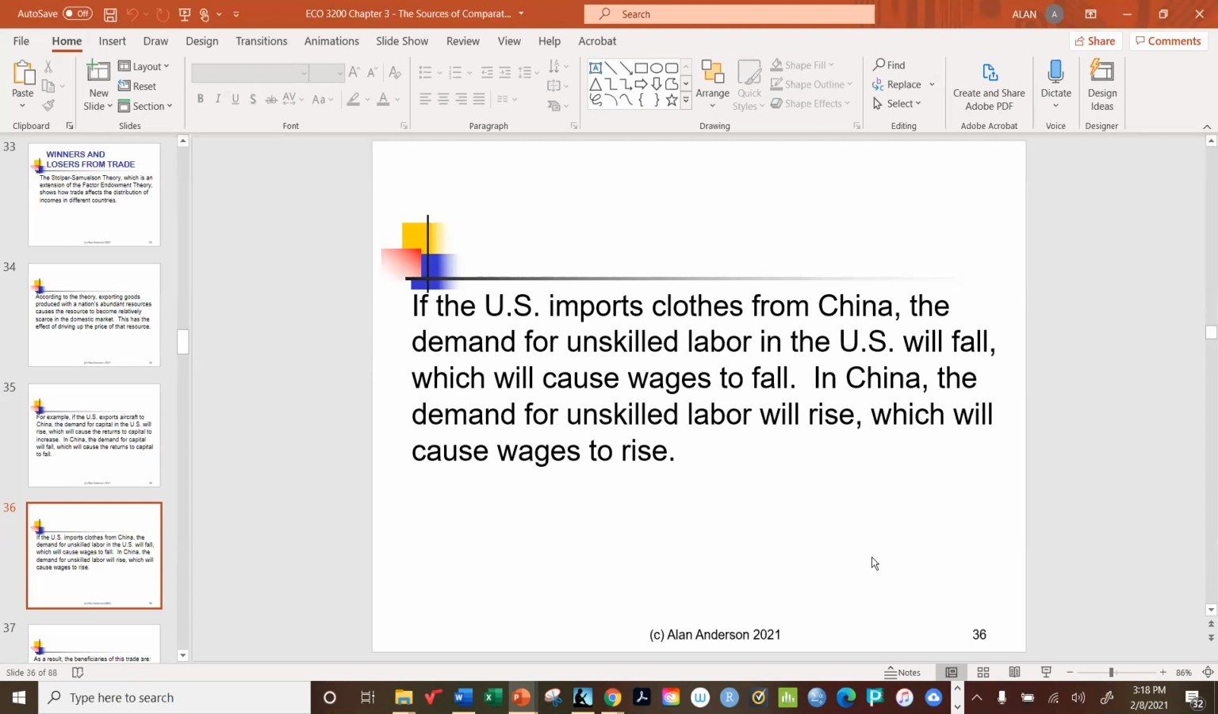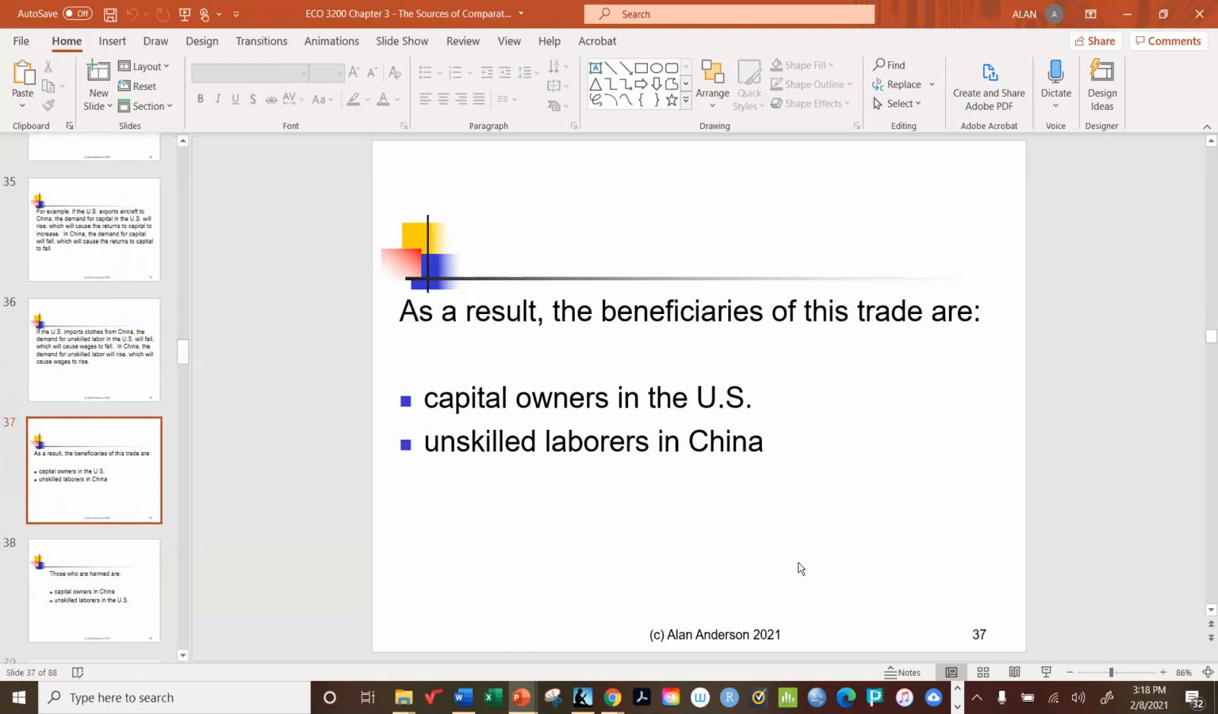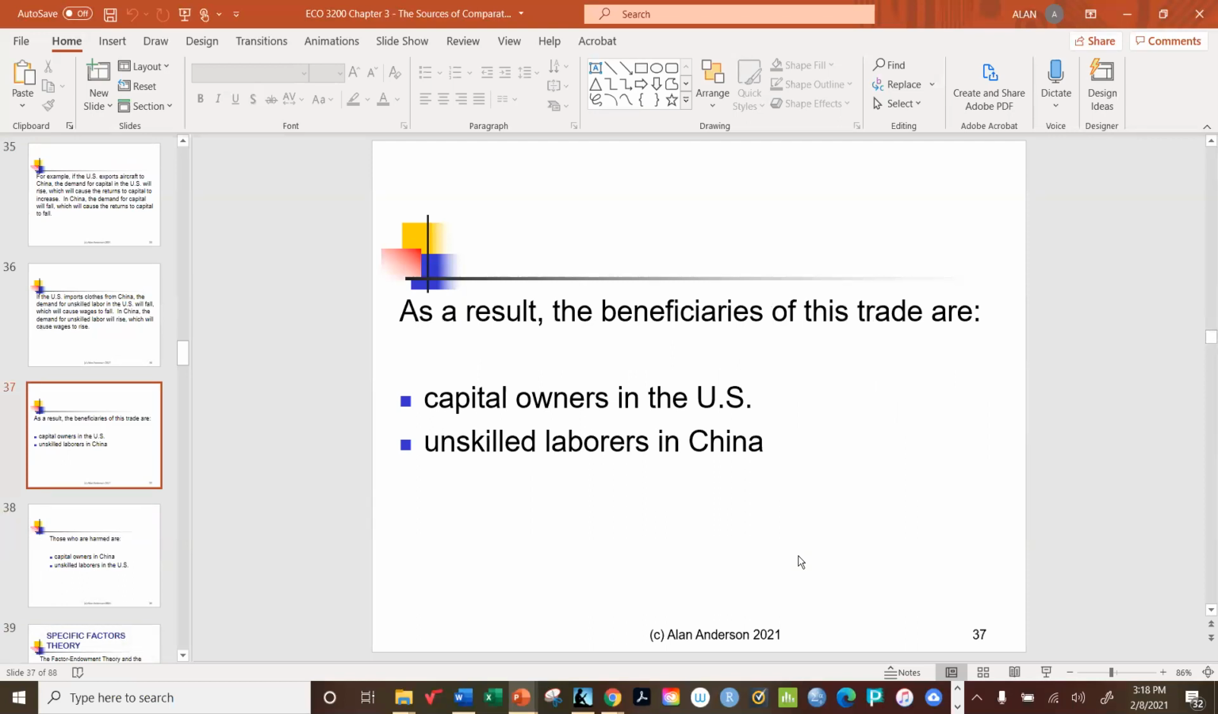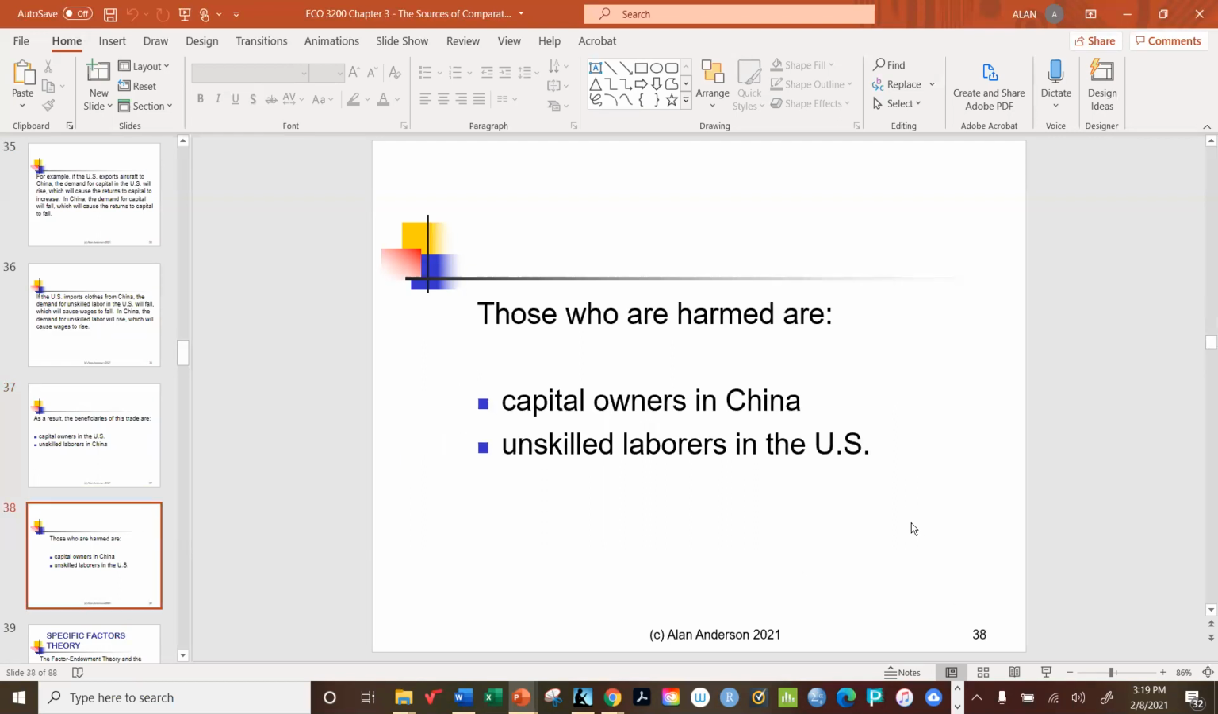So there's the rub. What happens to those people who were previously making clothes in the United States? Either their incomes are falling or else they're losing their jobs altogether. In China, it's the people who worked in the capital intensive industries who are losing out. So who wins from this? The owners of the capital, which includes, by the way, the highly specialized labor, and the unskilled laborers in China are the winners. And the losers, so to speak, are the capital owners in China and the unskilled laborers in the United States.